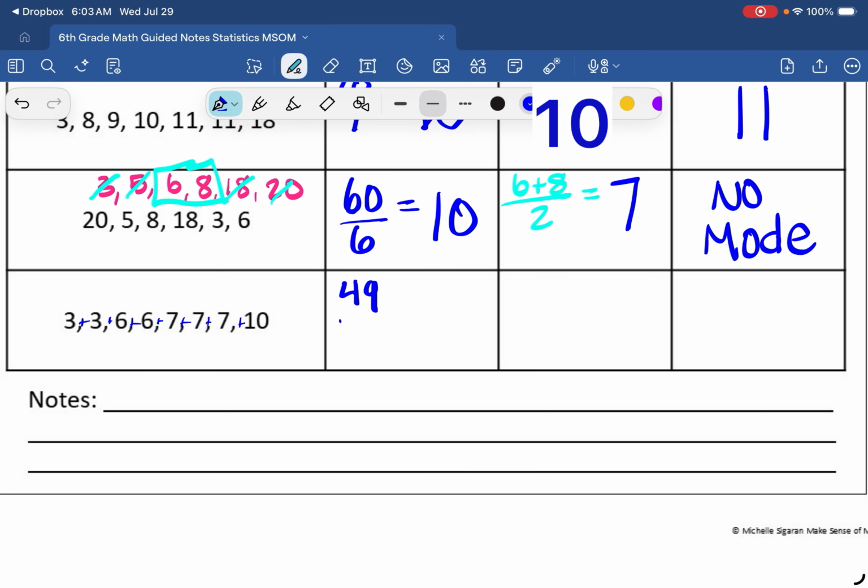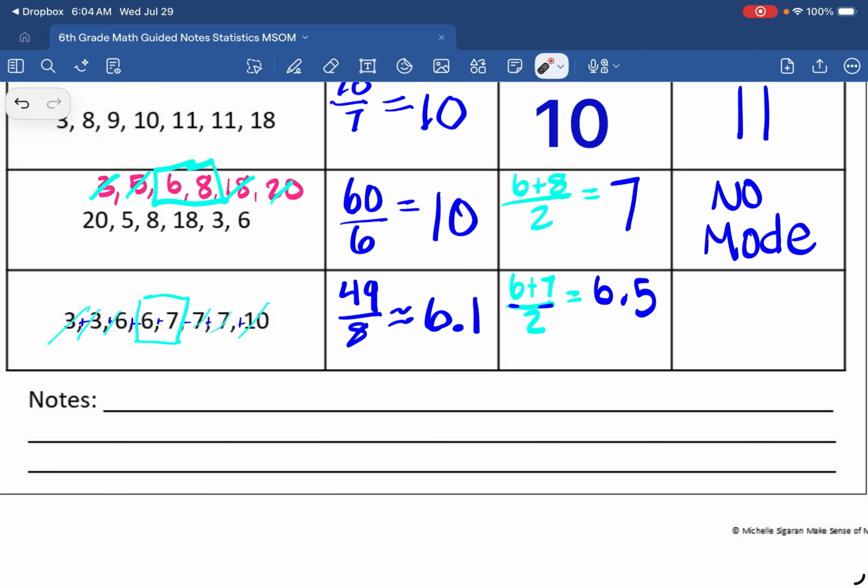My mode is the number that repeats most often. So my 3 repeats twice, my 6 repeats twice, my 7 repeats 3 times, and then I have 110. So my mode will be 7 because that is the number that repeats 3 times.